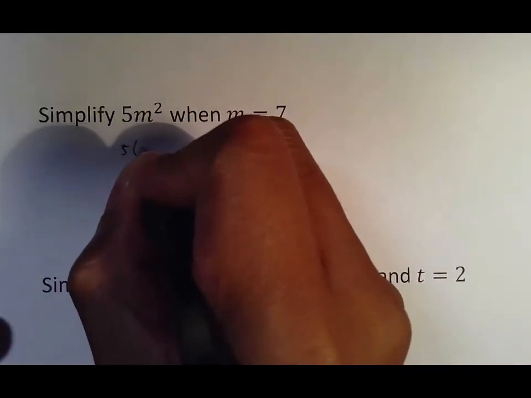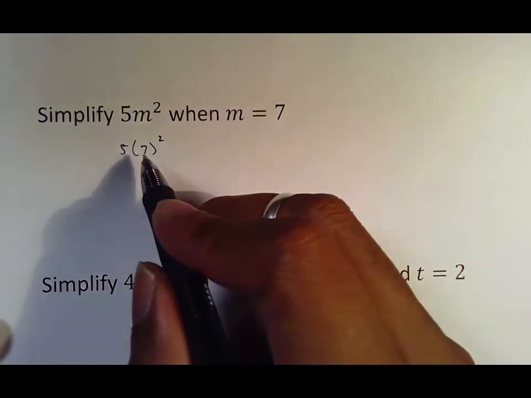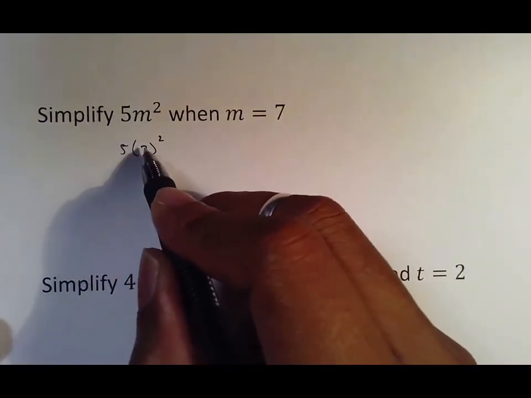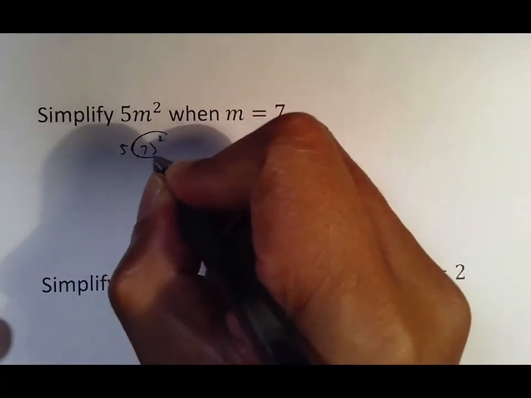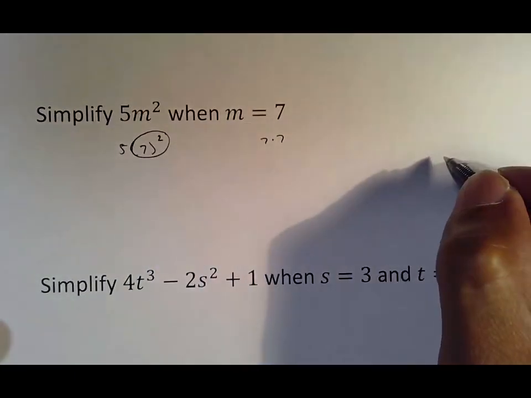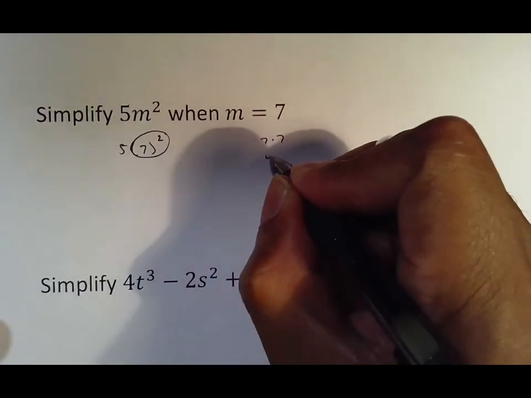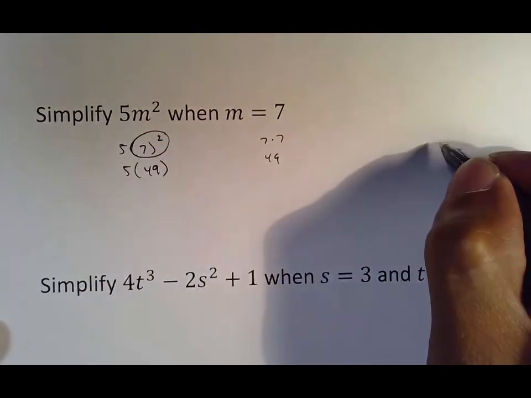So 5 parentheses 7 squared is what we're looking at. Keep in mind, this is not 5 times 7 with a parentheses. This is times. That's an exponent. We can't do anything until that exponent's gone. So what we need to do is figure out what 7 squared is. 7 squared means 7 times 7, which is 49. So that turns into 5 times 49.